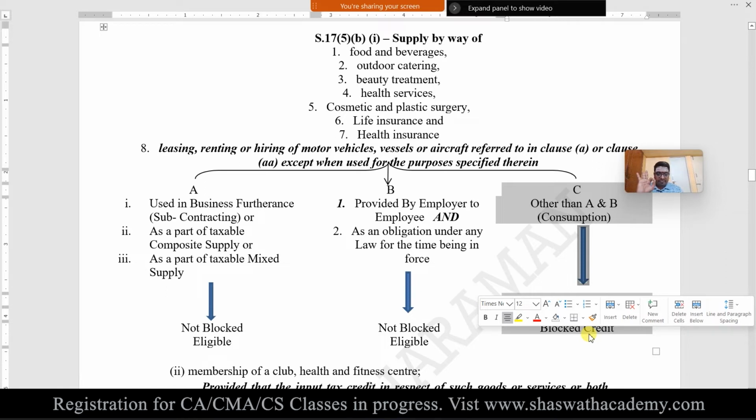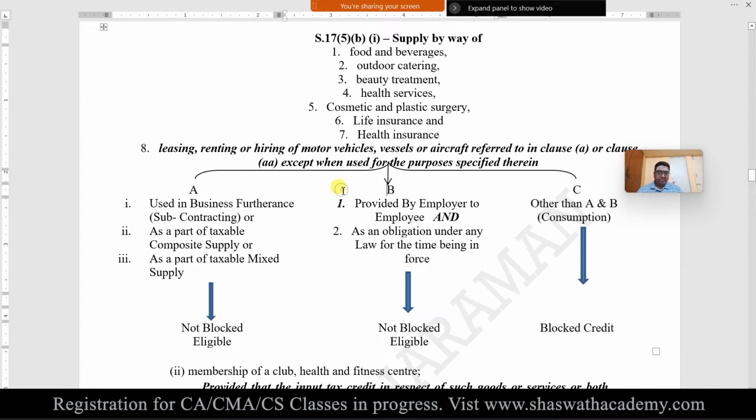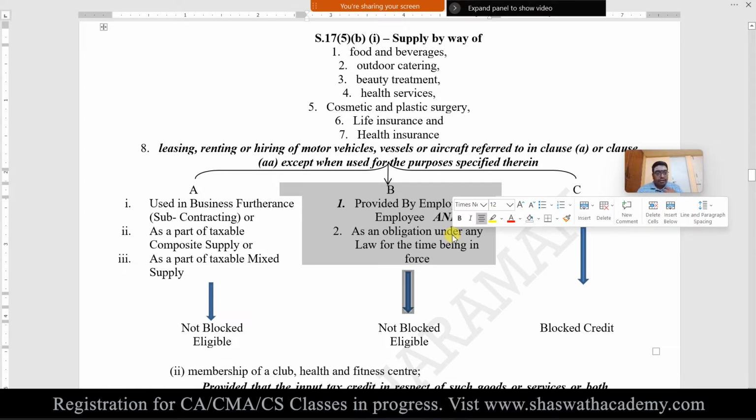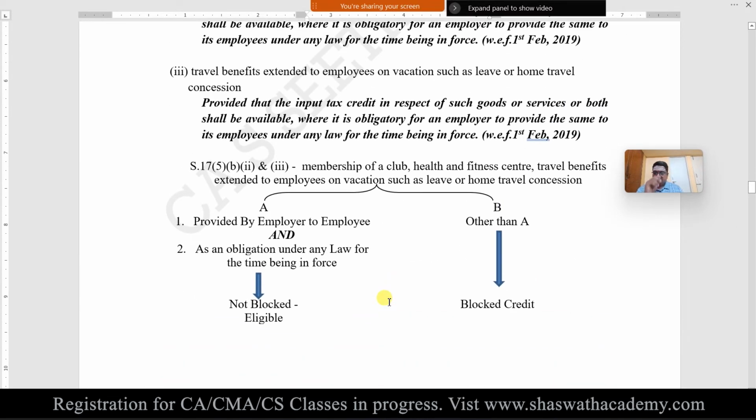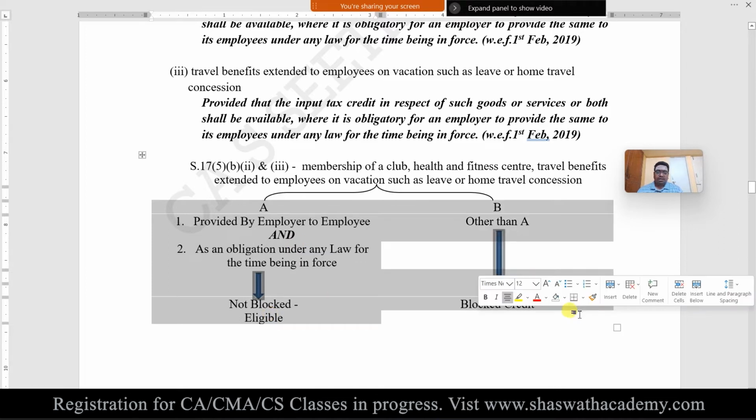My dear brothers and sisters, everybody, are you comfortable? Very, very critical interpretation. This clause A and clause B are all subject to the law, and especially clause B will be teasing, because the moment you see employer and employee, you might be inclined to claim. But no, it should not be the case. It should be only as per the law. Similarly placed is membership of a club, health and fitness center, and travel benefit. Only if it is provided by employer to employee as per the law does it become eligible. If not, it becomes blocked. Very, very simple extension. Guys, are you all comfortable?